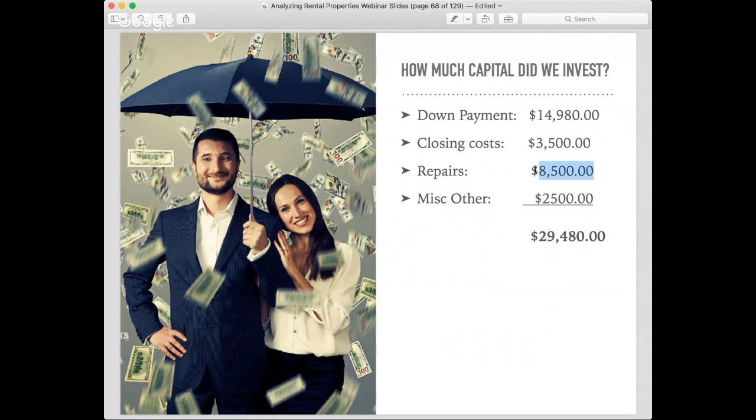Then we got repairs. We've got to fix the property up. In this case, I just said 8,500. Maybe that's high, maybe that's low, but I thought 8,500 would probably get that place cleaned up and rent ready. And then lastly, what about just miscellaneous other stuff? Like, hey, we got an appraisal, we have an inspection, we've got maybe overages in case we go over on our repairs, whatever. So overall, add it all up together, we've spent $29,480. That's how much money we invested in this deal.